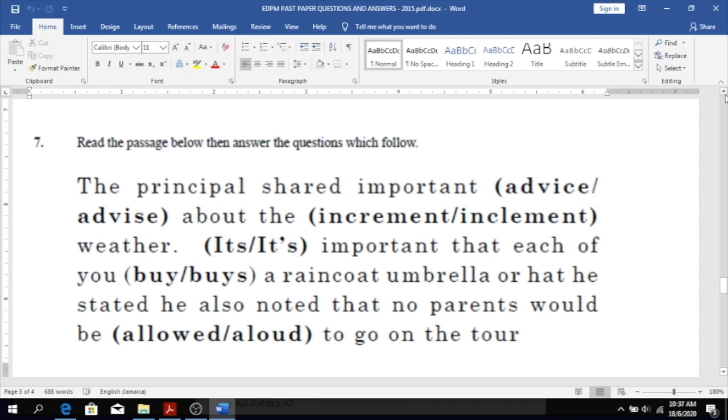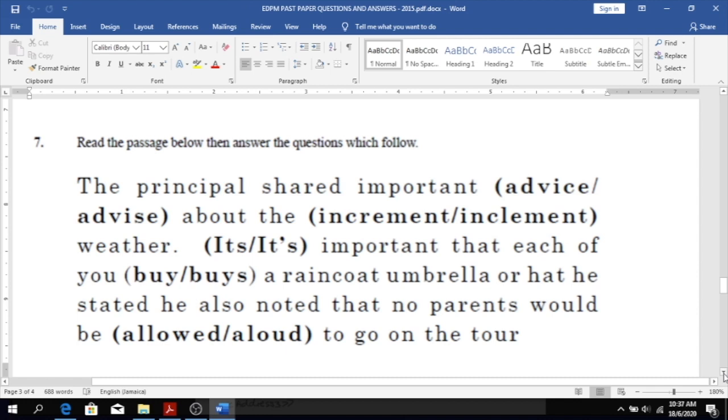So it would be read, it is important that each of you buy or buys. Buys. Because each is speaking to one, right? Good. Allowed. Which of the allowed is the correct spelling in this case?